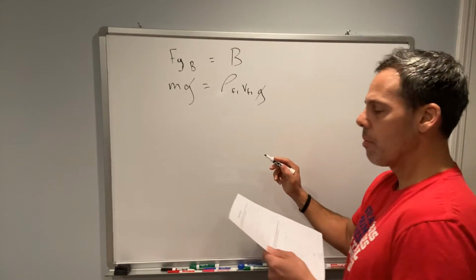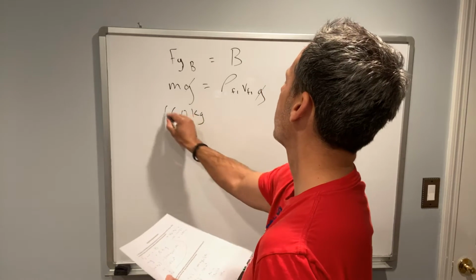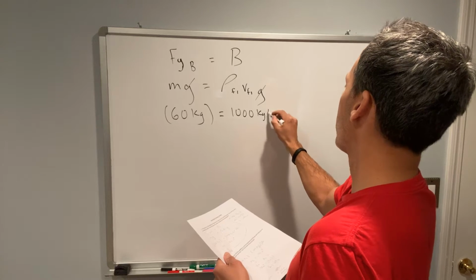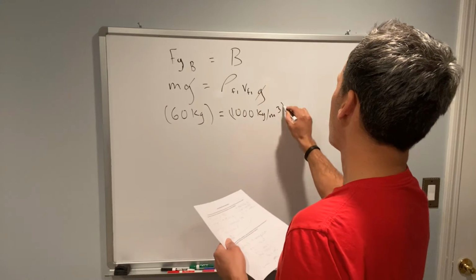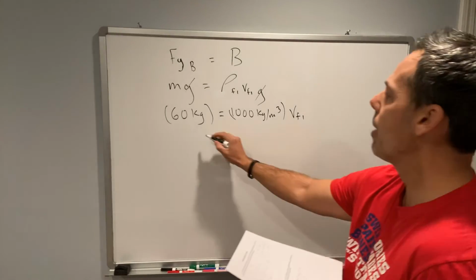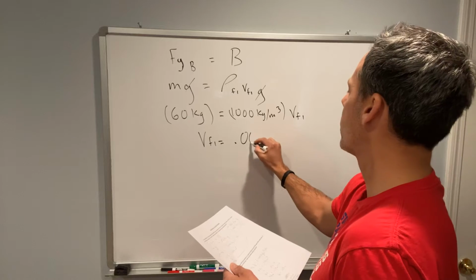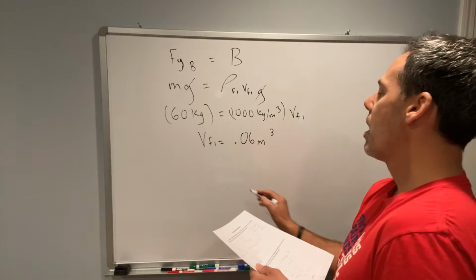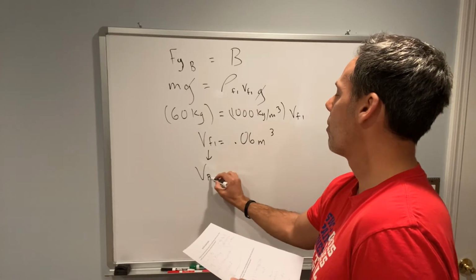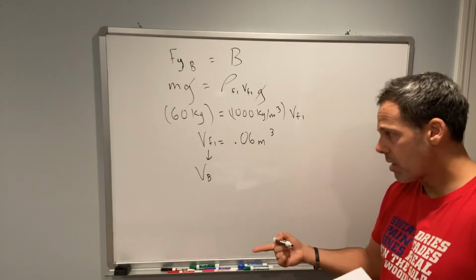Now in this problem, the mass is 60 kilograms, which equals the density of water, which we're going to use as 1,000 kilograms per meter cubed. And we can solve for the volume of the fluid. So the volume of the fluid equals 0.06 meter cubed. Now this also equals the volume of the water that's displaced, which is the volume of the boat that's submerged.